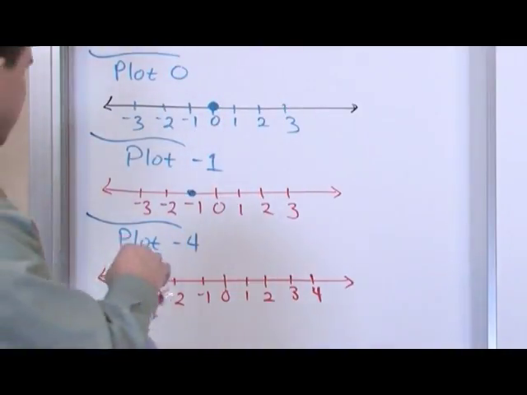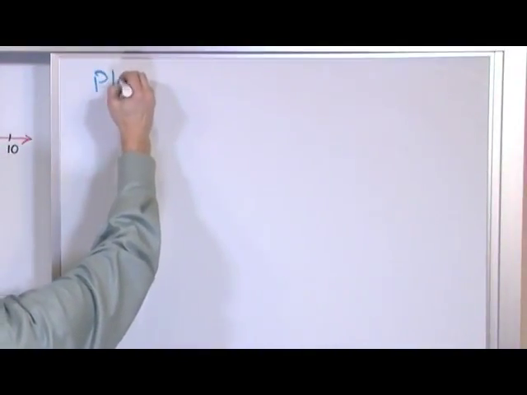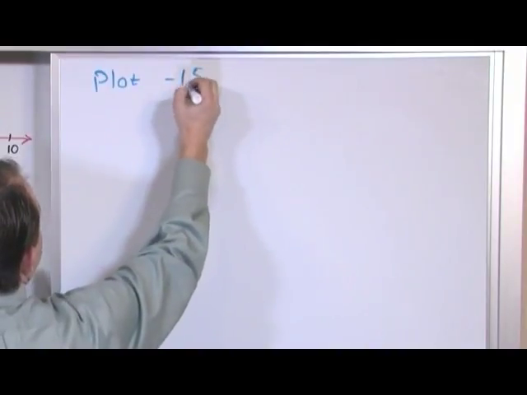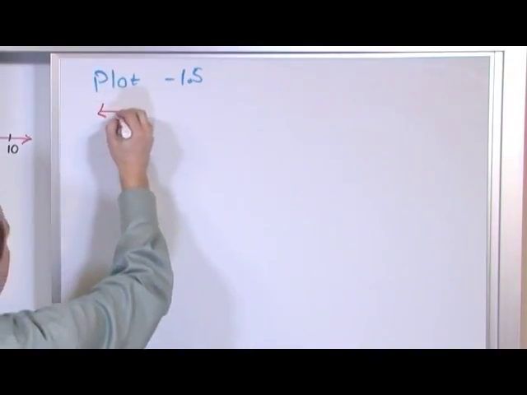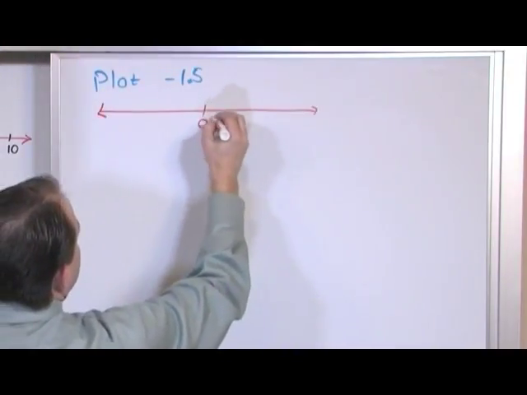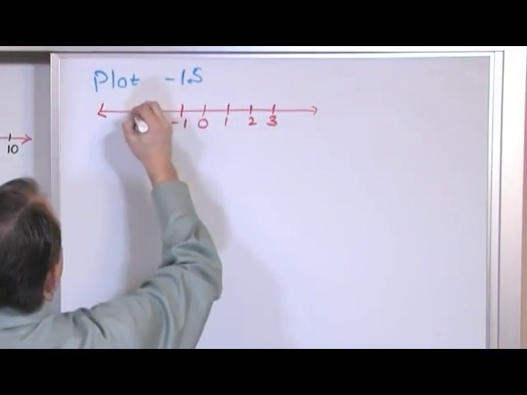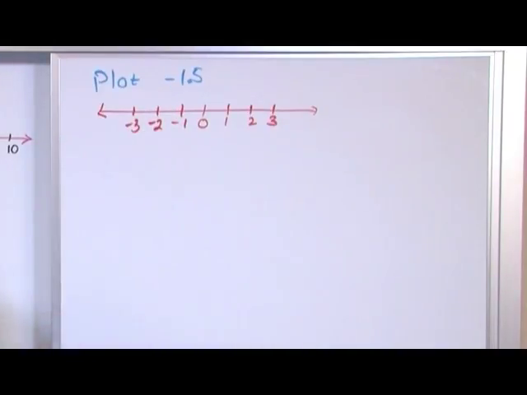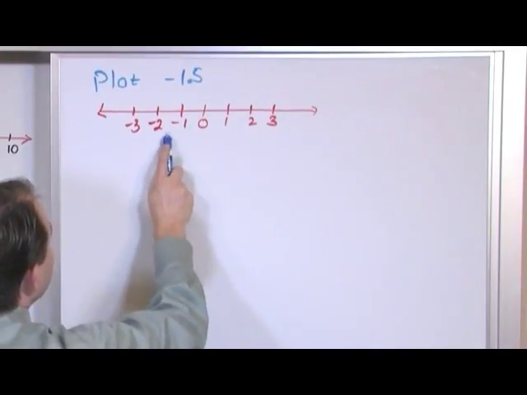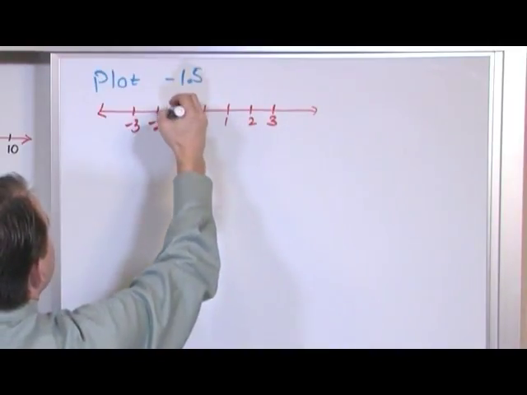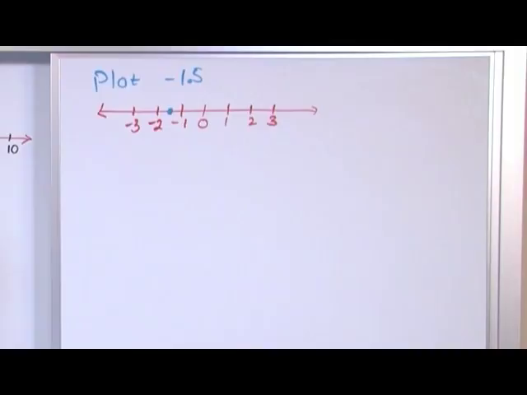Now what if we wanted to plot -1.5, which is something you'll probably be asked to do? It's the same kind of thing. You first always draw your number line. 0, 1, 2, 3, -1, -2, -3. Now where is -1.5? Here's the number -1. Here's the number -2. -1.5 is somewhere in the middle there. So the way you would write that is a dot right on the number line, right in the middle of -1 and -2. So you put it between the tick marks.